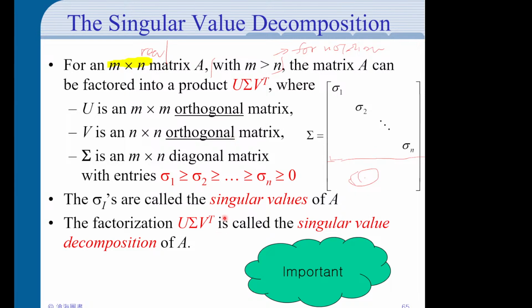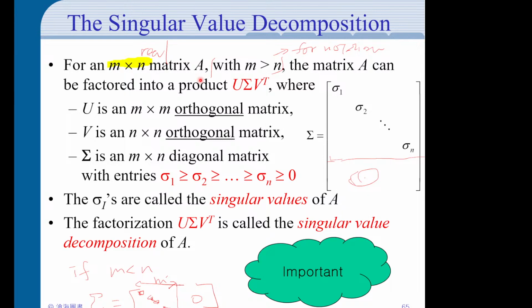Right, so for example, if we have m smaller than n, then sigma will look like this, and you have a diagonal here, and then you will see the number of sigmas here is m, and the rest will be zeros here. To make our notation a bit nicer, we assume m bigger than n, but really singular value decomposition works for any m and n.